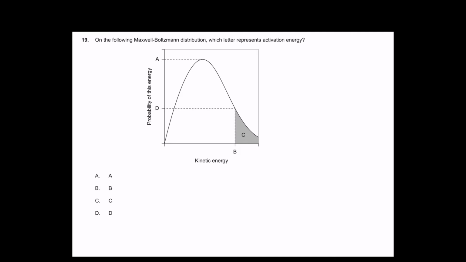Now moving on to question number 19. Of the following, which letter represents activation energy? Now this is literally one of the easiest questions. See, A and D are marked on the probability axis, so these two won't be the answers, obviously. So only B is marked on the energy axis, and C, if you have checked the Maxwell-Boltzmann curve at least once, you know that C will represent the number of molecules having the required energy for reaction. So B is the only one that's on the energy axis. So B should be the correct answer in this case. And it is.